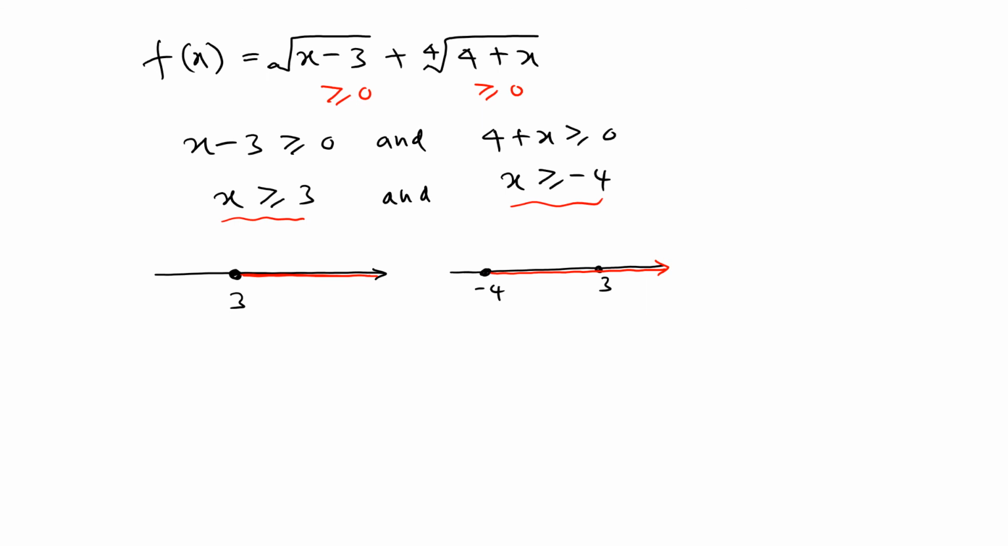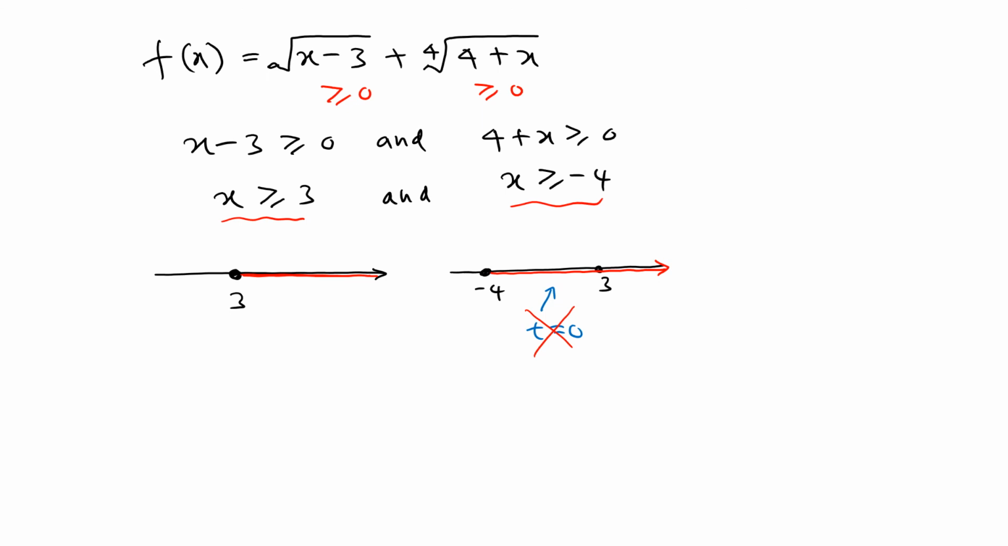You can see that if you pick a value like 0, that value is only bigger than negative 4. It's not bigger than 3. That means this value is an incorrect value. So you can see that if you pick a value which is bigger than both, that means it's 3 or more, it automatically satisfies both of them.